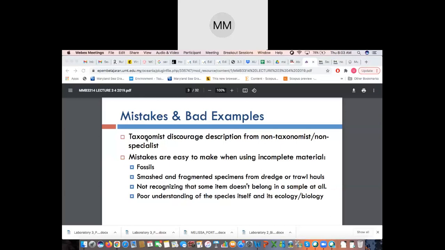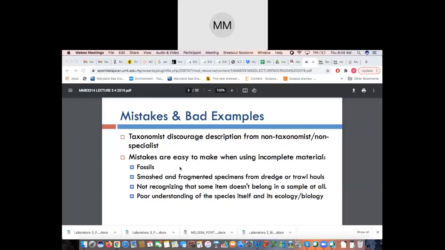So sometimes we discourage description because as taxonomists, we look into the identity of the species from both morphological and molecular aspects. Sometimes even those on the molecular side just want to look at the fingerprint without understanding the identity. This is quite tricky, so we cannot encourage such things. As much as possible, taxonomists like to have full-on face value of every aspect of our subject matter. Mistakes are easy to make when using incomplete material.